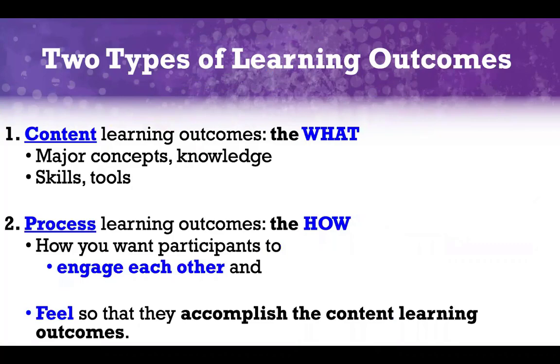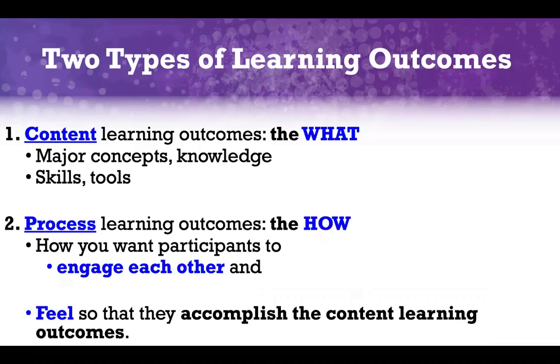And so there are 2 types of learning outcomes: content, which is probably what you're most familiar with, and process learning outcomes. So the content, that's the what. The major concepts, skills, tools, knowledge, what you want people to know, be able to do. Process learning outcomes is actually the how, the creating of the container, the learning environment, so people can achieve the learning outcomes that are more the content.